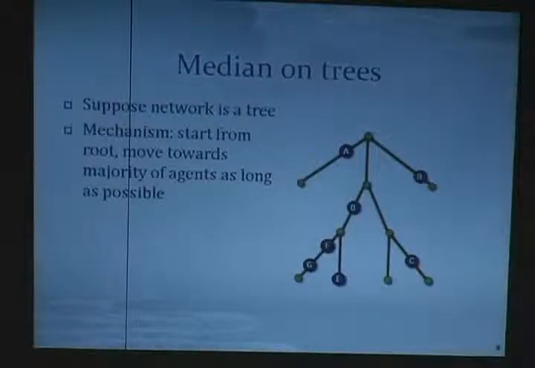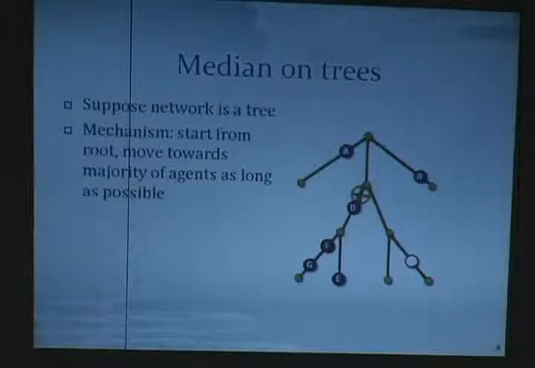Right? So in this example, we start from the root of the tree. The majority of agents is in the middle subtree of the root. So we start moving in that direction. We're getting further away from 2 agents and closer to 5. At this point, we can move to the left subtree and get closer to a majority still.